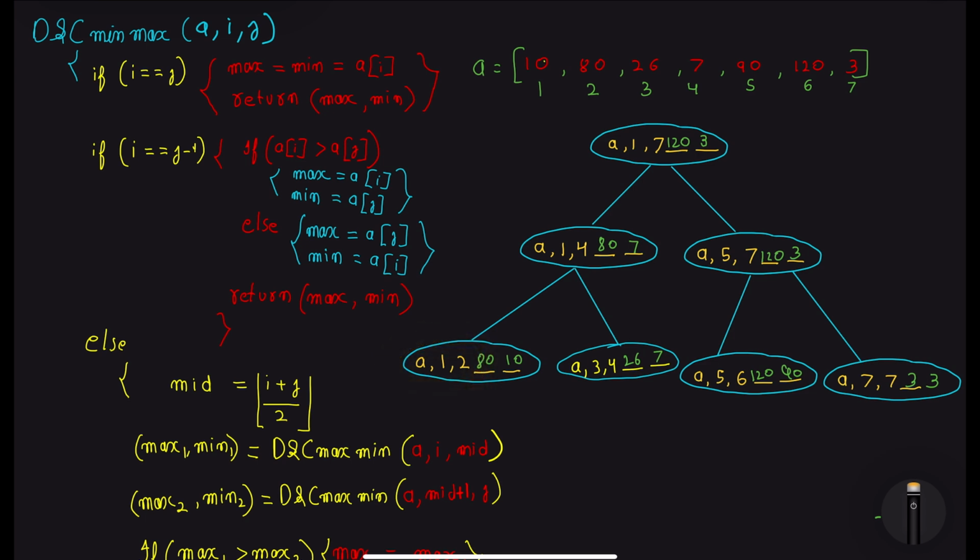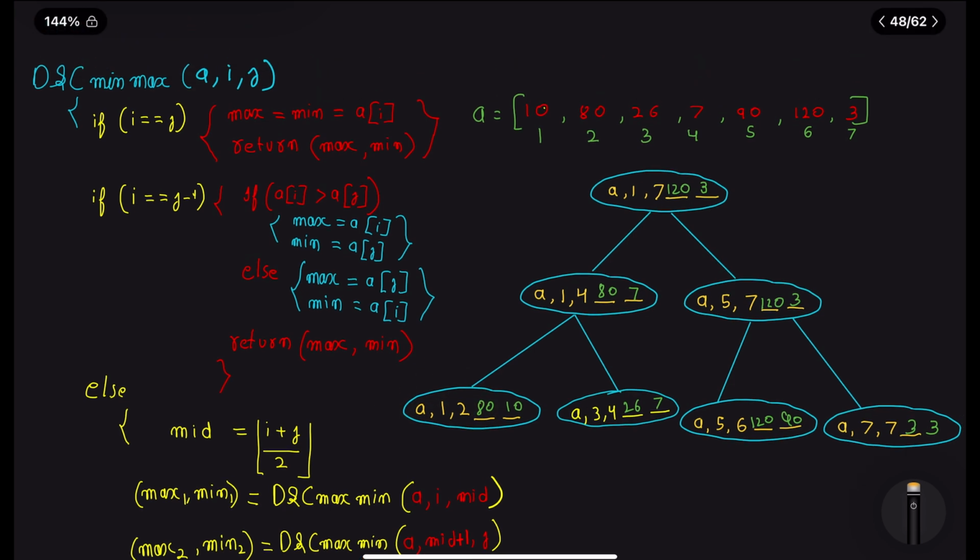We will go inside the function again, and for the first condition, i is not equal to j, but the second if condition will be satisfied. So 1 is equal to 2 minus 1, which is 1. So we will go inside the if condition, and here we will compare both the elements. If a of i is greater than a of j: here 10 is smaller than 80, so we will go to the next part, and the max element will be 80 and the minimum element will be 10, and we will return this value to the previous function call. So we got max 1 and min 1 here.